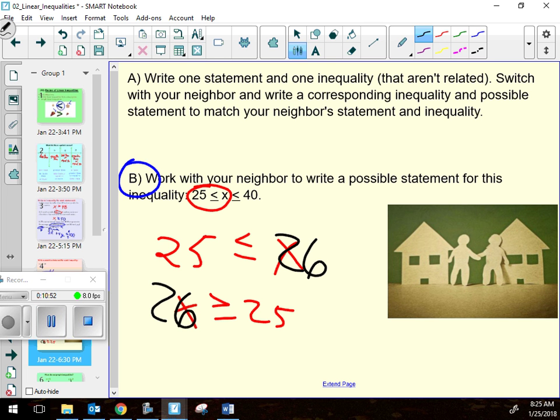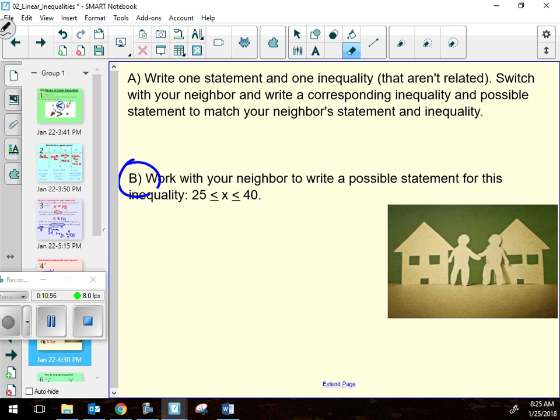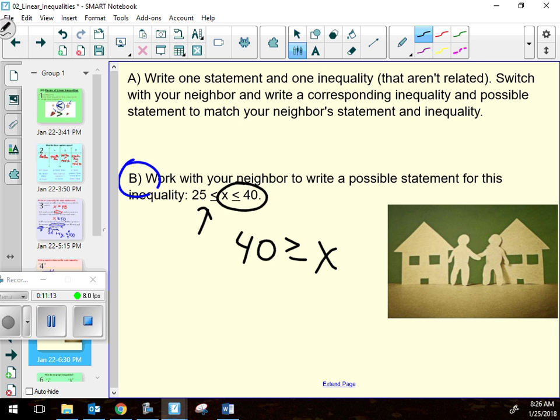Then you could also write the other part, and that's easier because it's got the x on the left like it normally is, and you'd say x is less than or equal to 40. I bet nobody in the room said 40 is greater than or equal to x, because people don't usually reverse things like that, but you can. Why would you reverse the first one and not the second one? Because the variable's on the right, and that's not the way people usually like it.